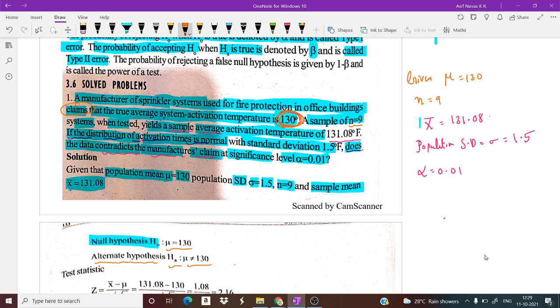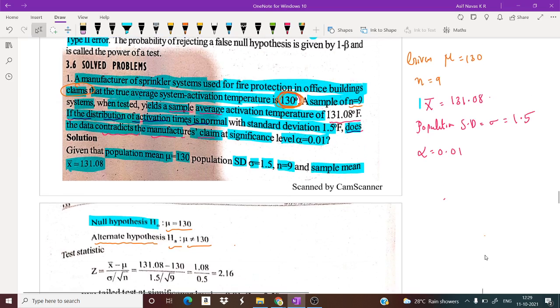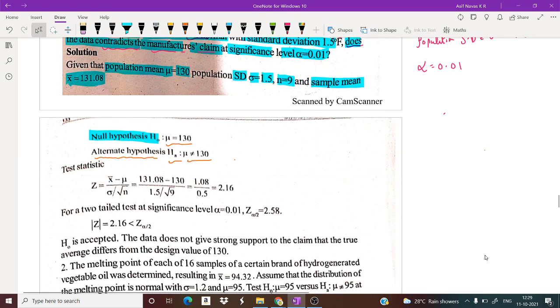Okay, have you got it? So here we have to check whether mu is 130 or not. That means for H naught we will take mu equal to 130, and HA mu not equal to 130. So it may be either less than 130 or greater than 130. That's not given. You have to check whether it is 130 or not. So you can take it as a two-tailed test.